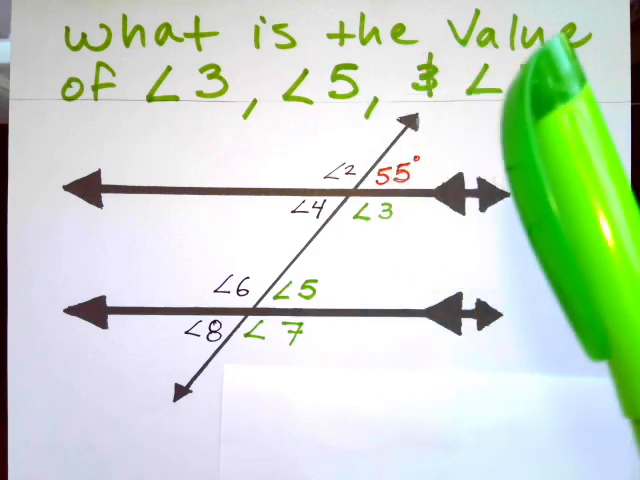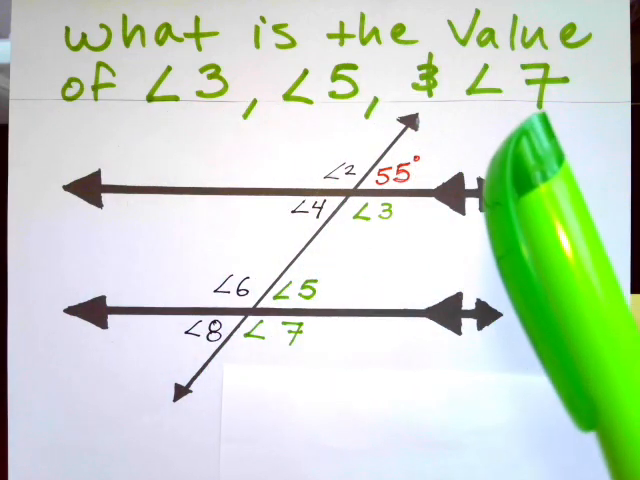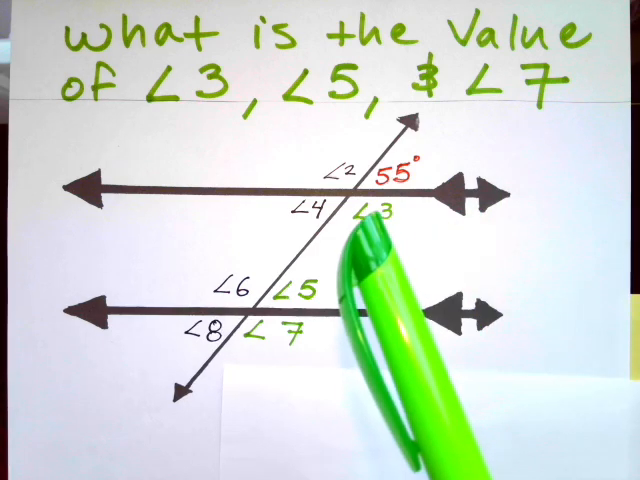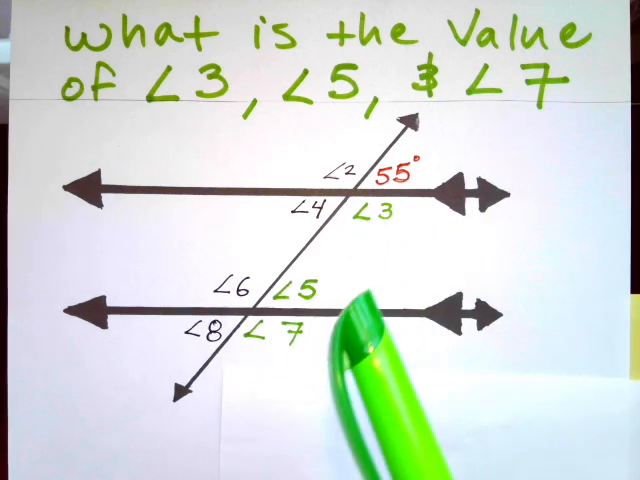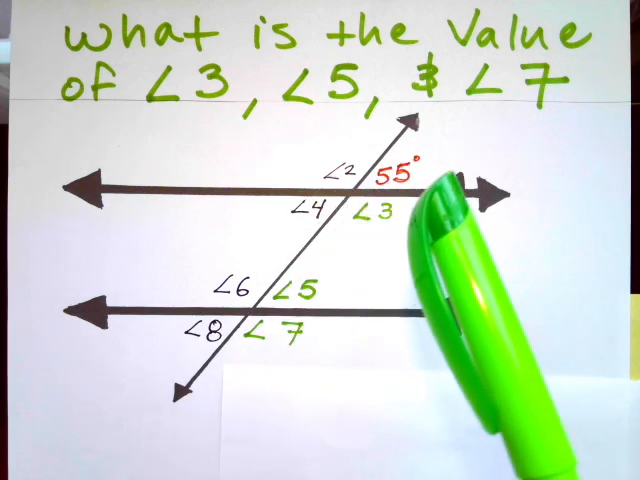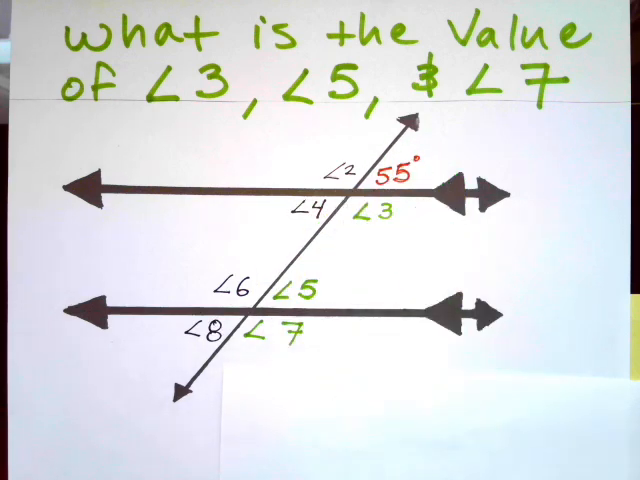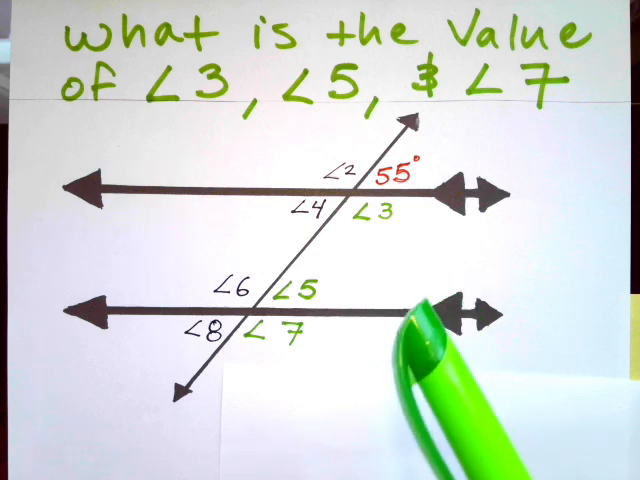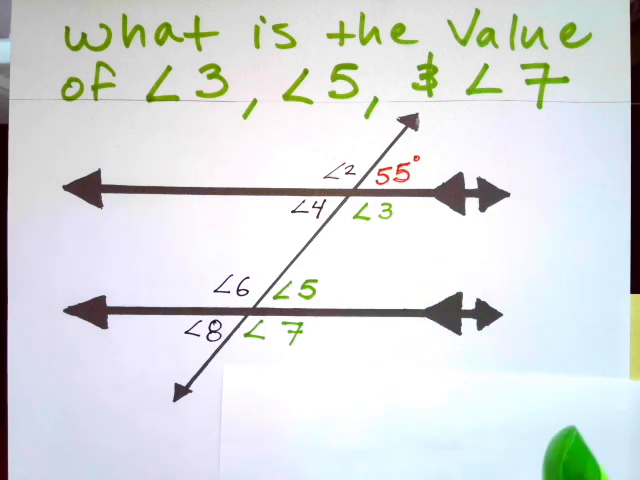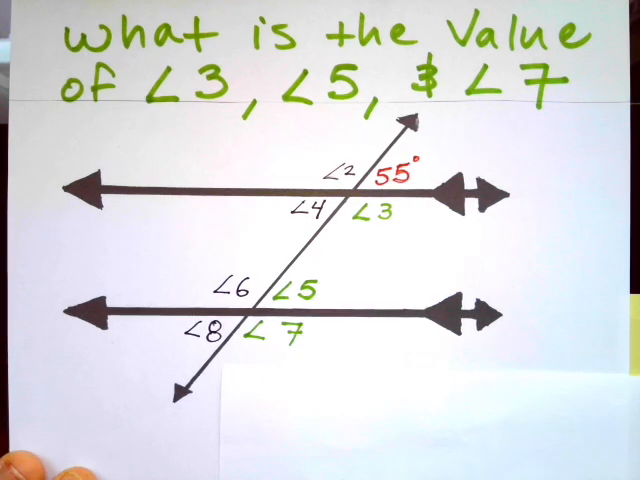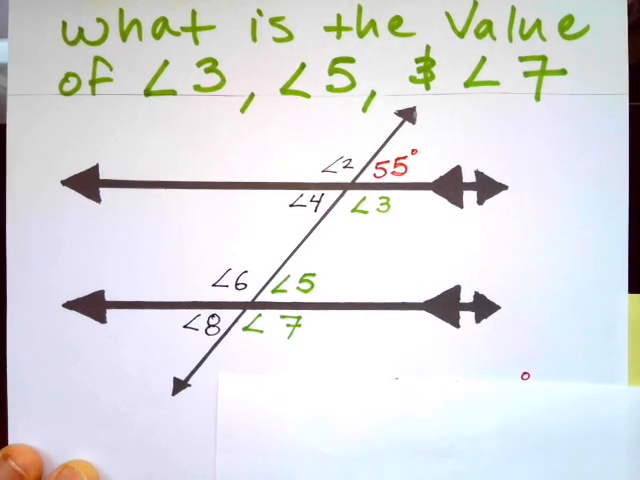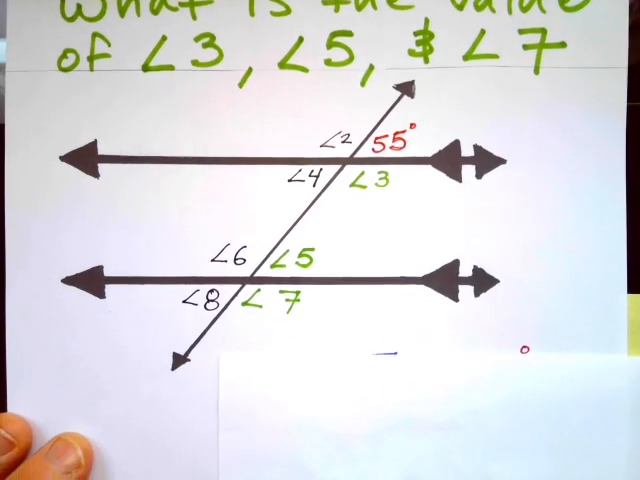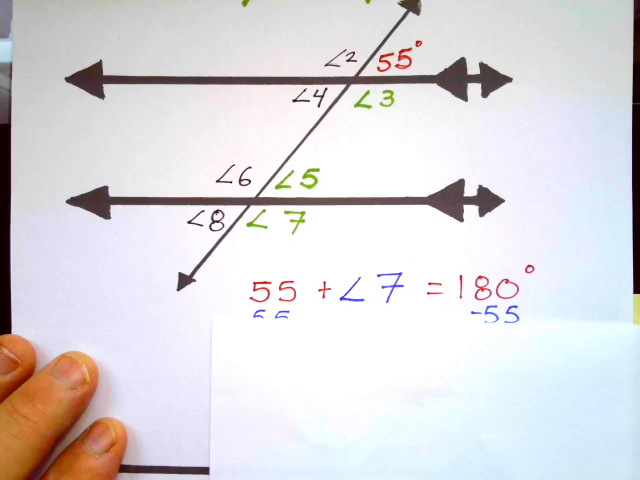So, what is the value of angle 3, angle 5, and angle 7, given angle 1 is 55 degrees? If you know your congruent angles and your supplementary angles, this will be a pretty easy question to answer. If you are not familiar, this could be fairly challenging. Okay, so let's just jump right into it. If I'm going a little too fast, go ahead and stop the video, pause, rewind, watch it again. That's the great thing about video.